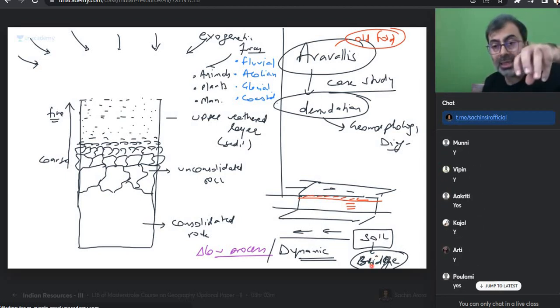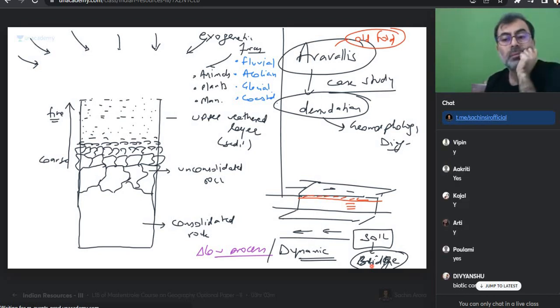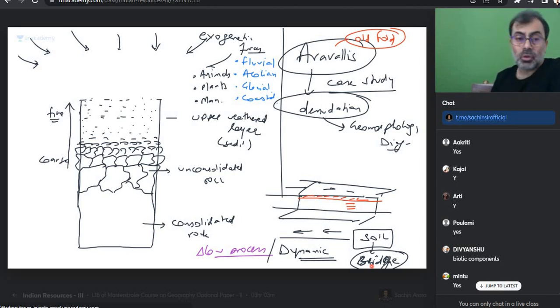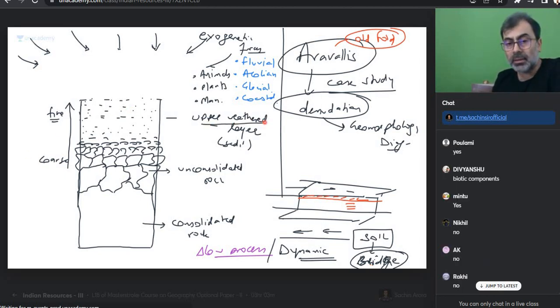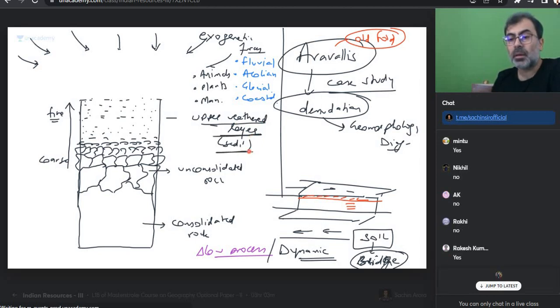It is in soil. When you put seed, you get the crop. It is not the biotic component. I'm saying it is the bridge between them. So what you see now, is this soil, everyone? This is not soil. This is, what did I write? Upper weathered layer. Why is it not soil? Because it cannot produce life.